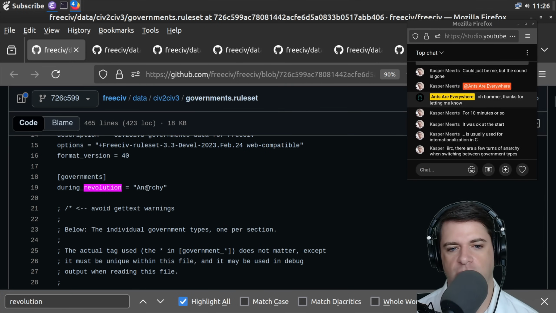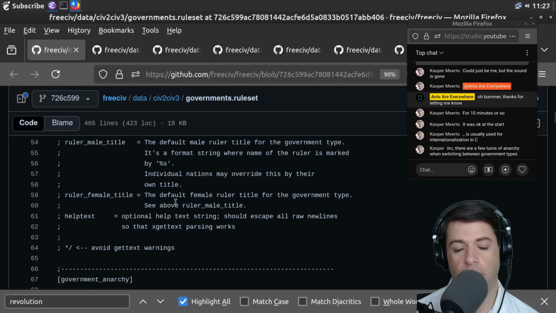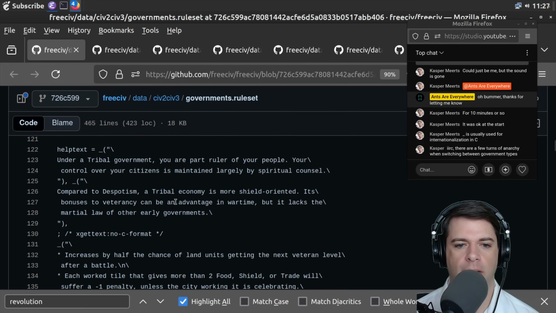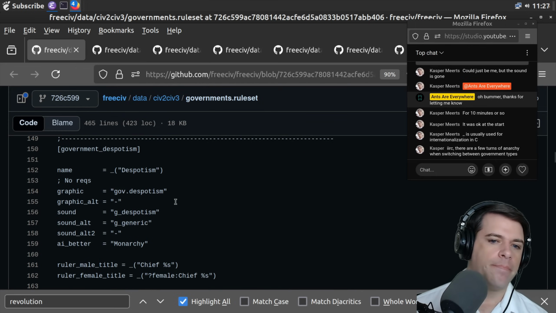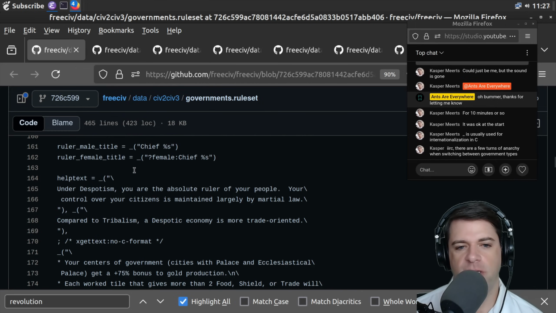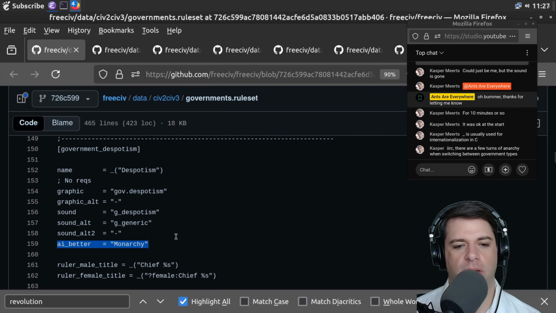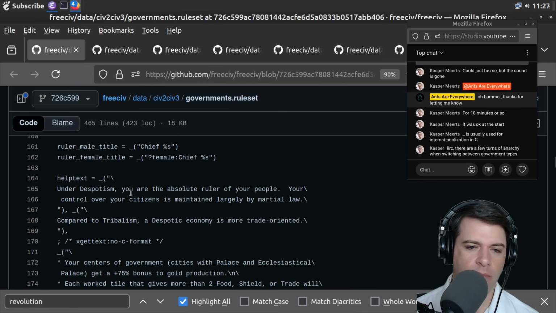Yeah, during revolution, that's anarchy. I think that's what you're saying. Maybe when you're switching government, there might be a revolution, and then you have anarchy during that period. Okay, we have despotism. It seems to be saying this is maybe dominated by monarchy. That makes sense. I think a despot is considered to be a bad monarch, if I remember my Aristotle or Plato correctly.